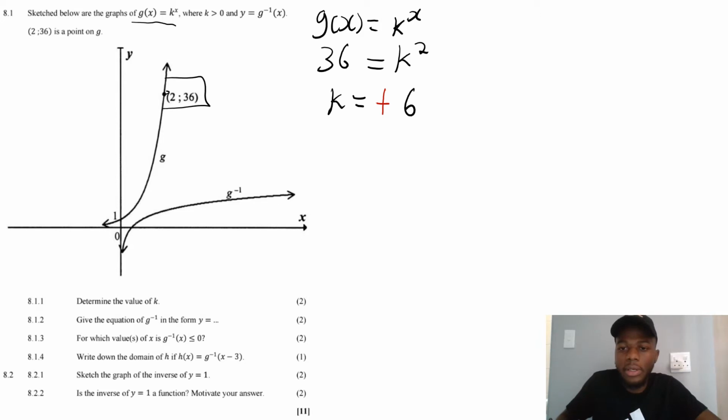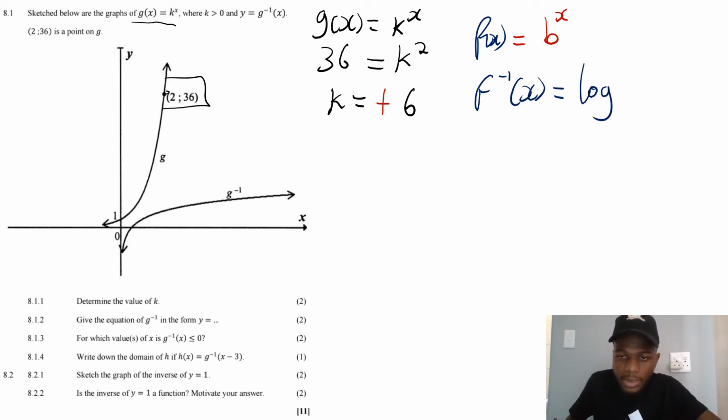Okay, so you need to know this basic. If you have y equals b to the power x, it means the inverse of this function, let me call it f of x so that it can be simple for me to write the inverse. If you have f of x equals b to the power x, it means the inverse of this function is going to be log, with this base here, and then you write x. So this means it's log x base b.